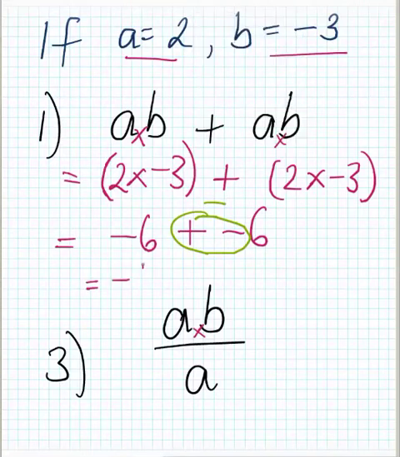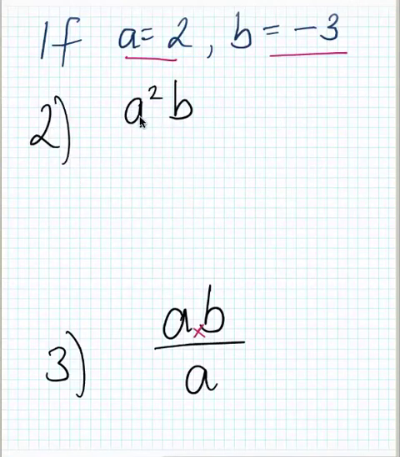So we end up with -6 minus 6. The minus there. And -6 minus 6 is -12. So be careful with your negatives and positives. And remember that there's a times in between the a and the b.